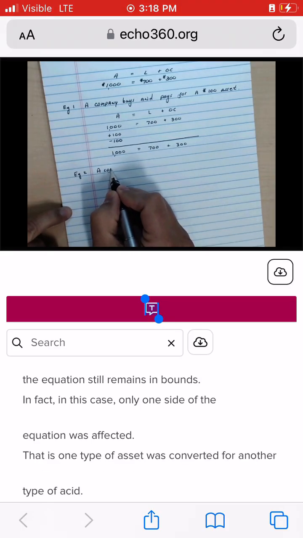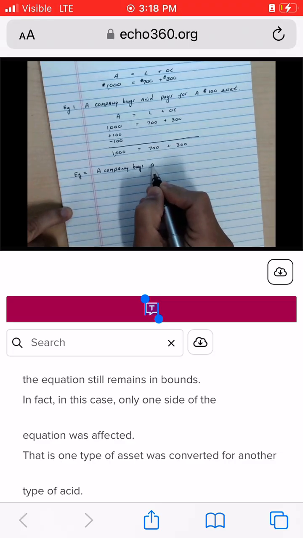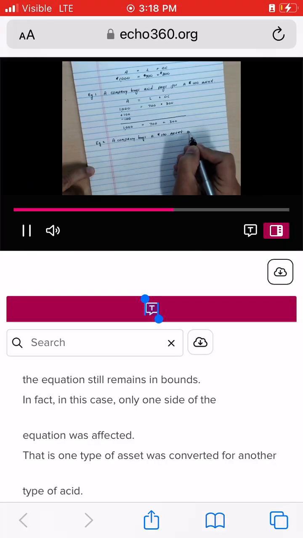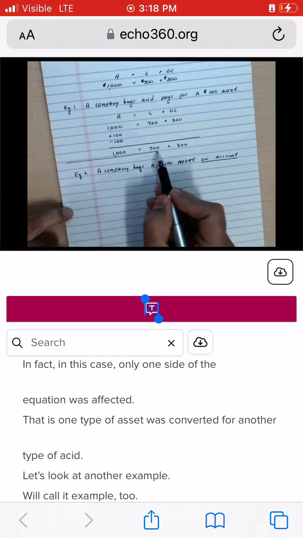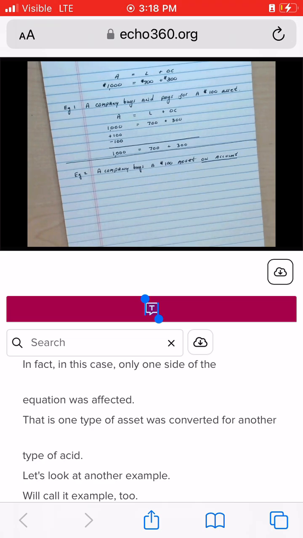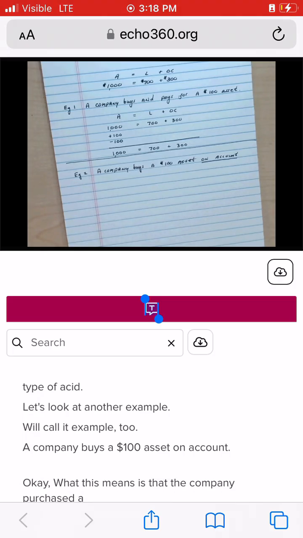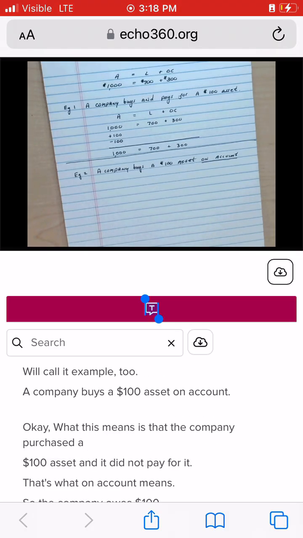A company buys a $100 asset on account. What this means is that the company purchased a $100 asset and it did not pay for it. That's what on account means. So the company owes $100. Well, how does this transaction affect the accounting equation, and do we still remain in balance?